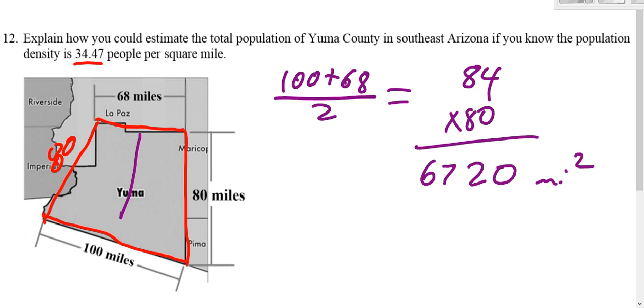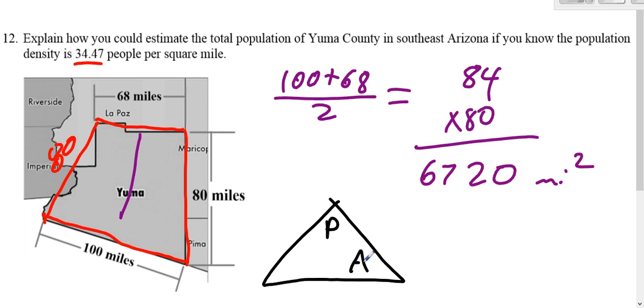And then we're talking about density, population density in particular. So population, area, and density makes that little triangle, PAD. And we want to estimate the population. So we're looking at the top, which means we're going to multiply density times area.